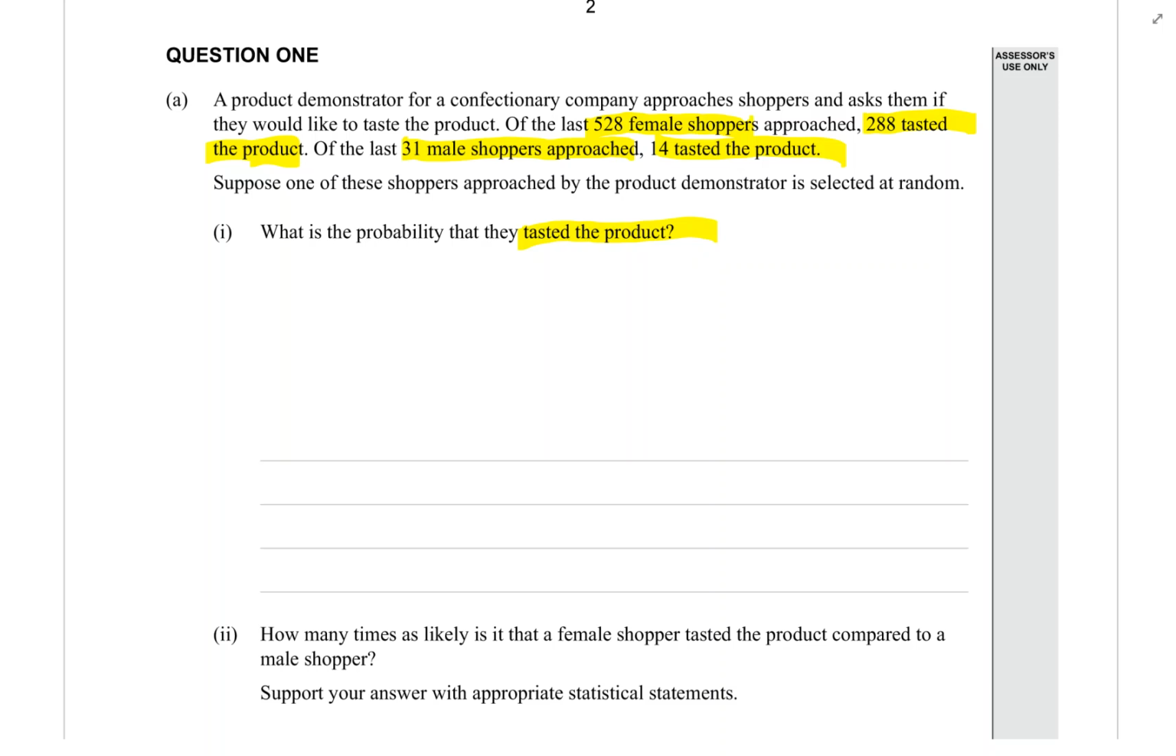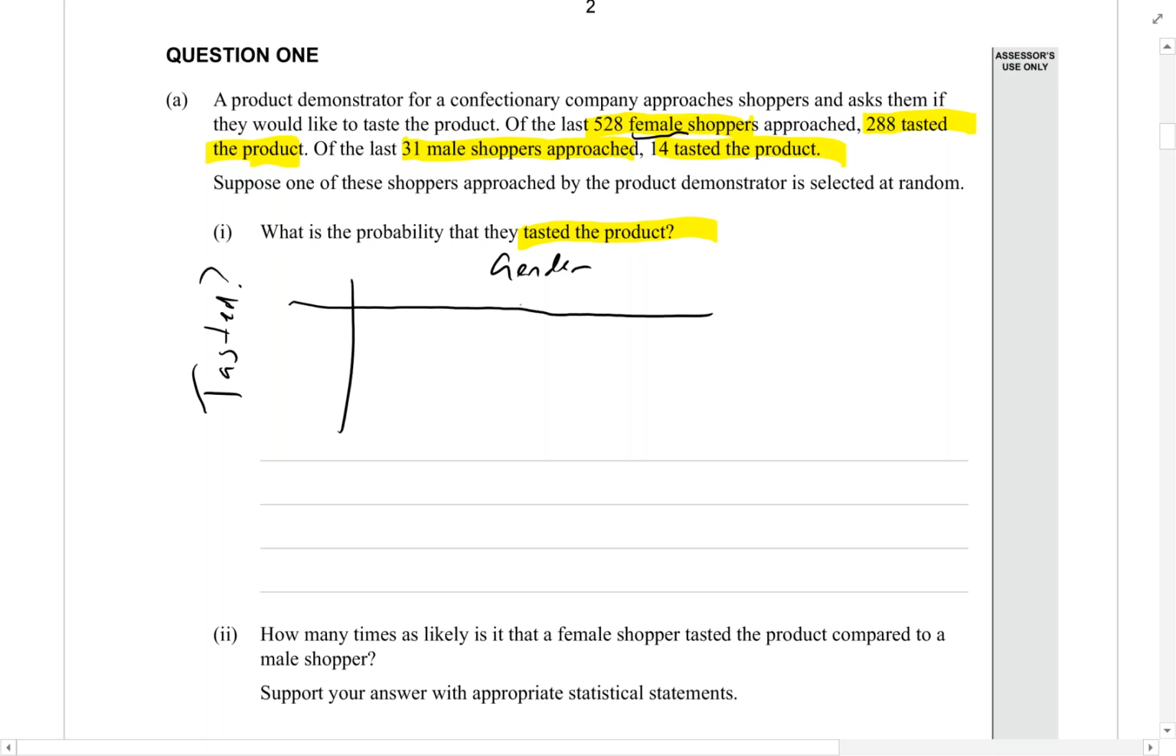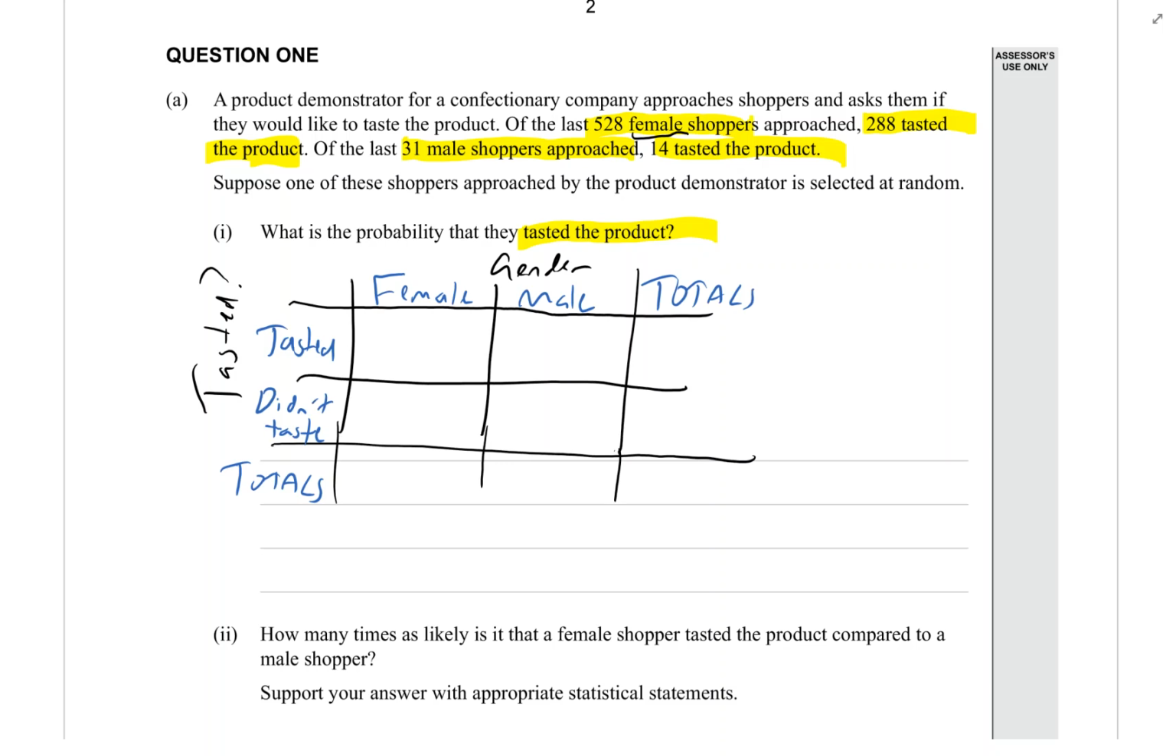So looking at a two-way table, I can show this on a two-way table because I've got two category variables, gender, and I've also got whether they tasted the product. And so I can represent that, and also the fact that I'm given counts. So I'm told in the question how many people are in each of the categories, which means I can easily put those counts, like the 288, into my two-way table. And I'm just going to fill those things in. So 528 female shoppers is going to go down here.